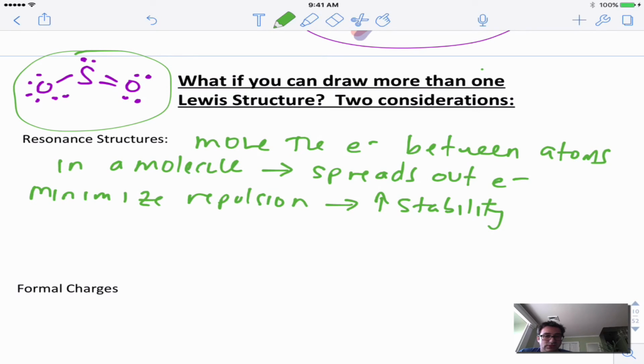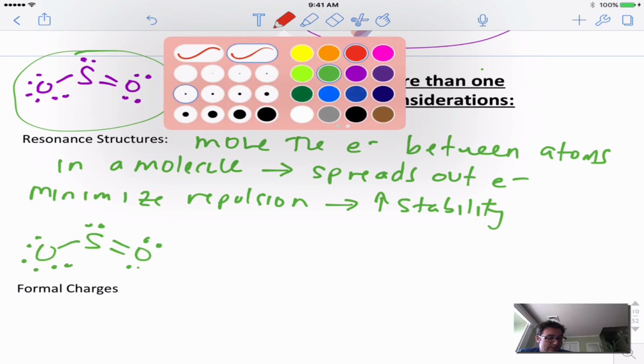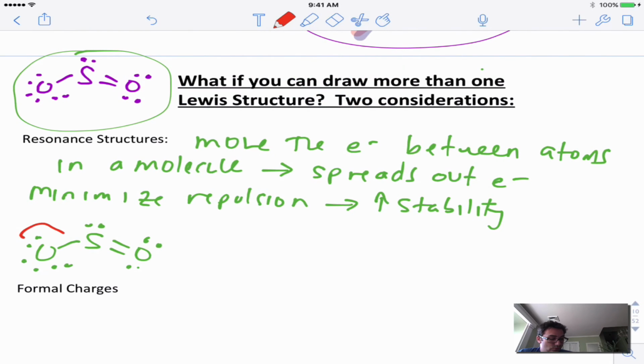So what does this actually look like? Well, here's my SO2 here. I could draw it like this with the double bond like this. And then what actually is occurring is these electrons here can move into this part, and these electrons here can move out there. And what you'll be left with is S with a double bond here and single bonded there. These are resonance structures of each other.